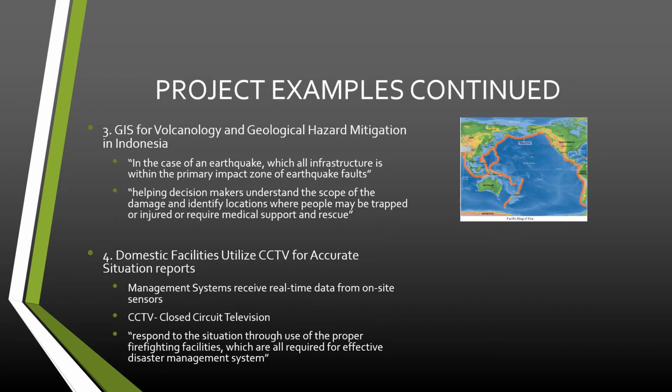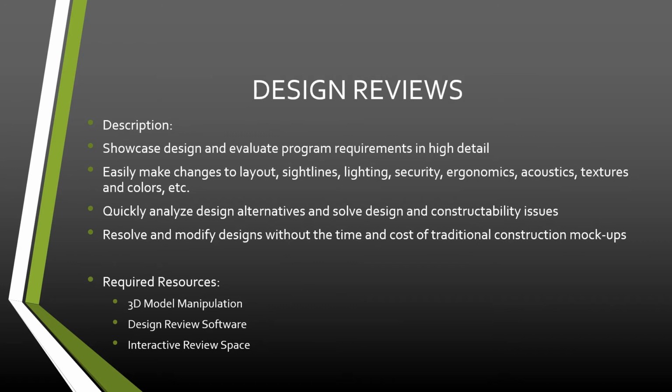And lastly, our last example is of domestic facilities in the US that utilize CCTV for accurate situation reports. So CCTV is closed circuit television, which is essentially when management systems receive real-time data from on-site sensors, and they can respond to the situation through use of the proper firefighting facilities, which are all required for effective disaster management system. So that's all we have for disaster planning.